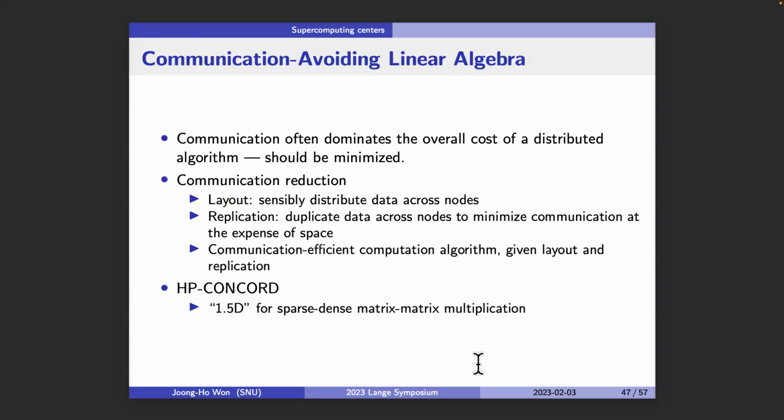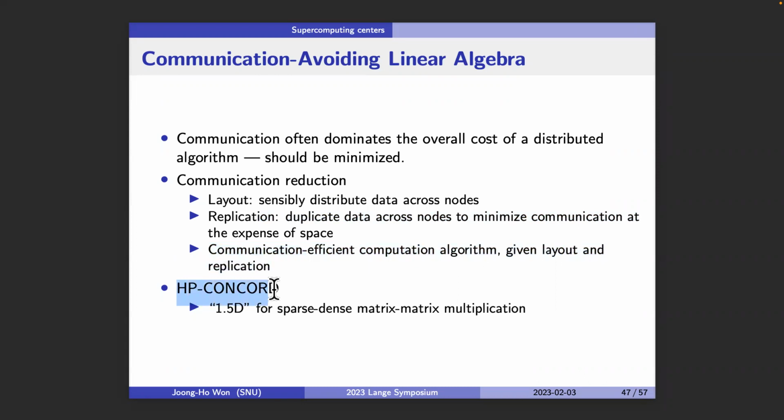So I'll focus on the sparse-dense matrix multiplication. At that level, communication between the nodes becomes a major bottleneck. So we need to take every possible measure to reduce this communication. It comes in three flavors: layout, meaning how to distribute the data among nodes; replication, because sometimes you need to make copies of data to reduce the communication at the cost of space; and also you need an efficient algorithm to do the computation.